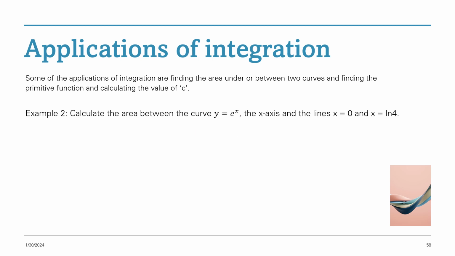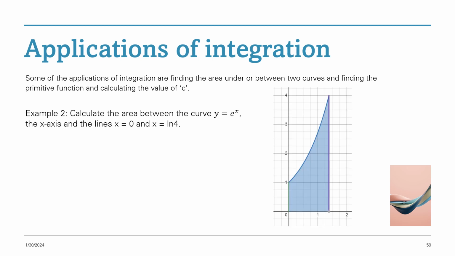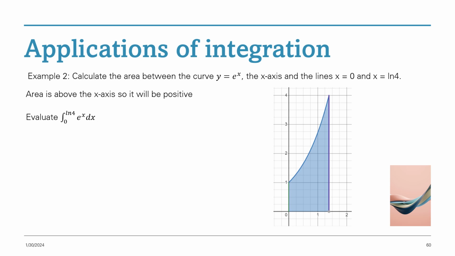Second example: find the area between the curve y equals e to the x, x equals 0 and x equals ln4. So there's an example. There's how it looks. That's the exponential curve cut off from 0 to ln4. So that means we're integrating from 0 to ln4 of e to the x. The area is above the x-axis, so it's positive. So I don't need to take any other consideration.